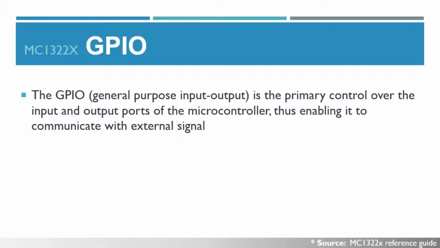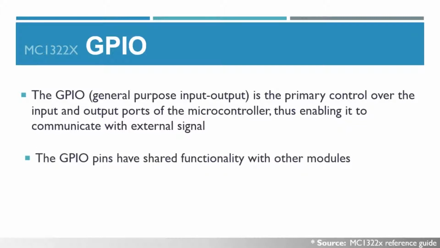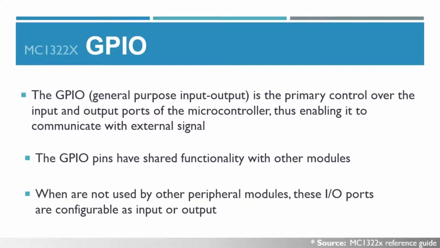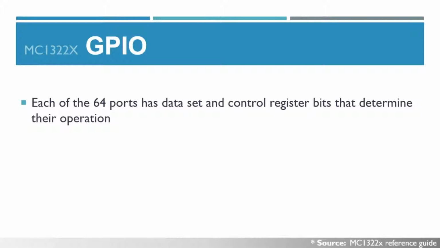Let's start with the GPIO, which is the general purpose input-output. It's the primary control over the input and output ports of the microcontroller, which enables it to communicate with external signals. The GPIO pins have shared functionality with other modules, as we will see next. When they are not used by other peripheral modules, the I/O ports are configurable as input or output. Now, each of the 64 ports that we will see has data set and control register bits that determine their operation.